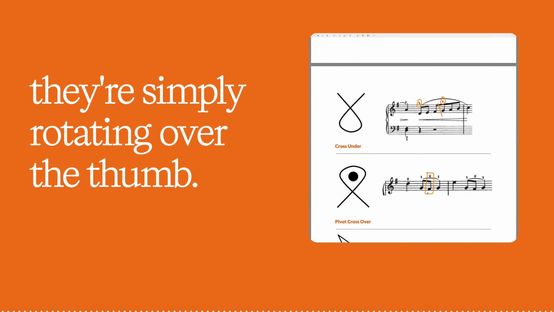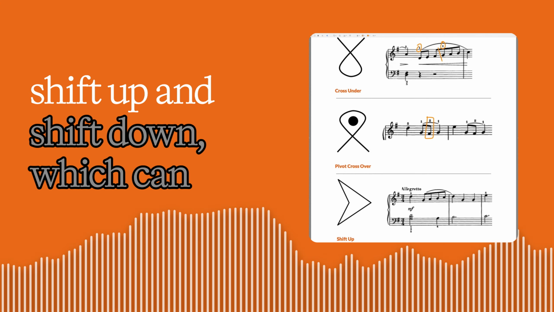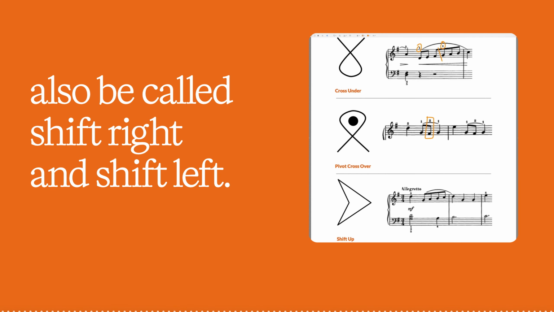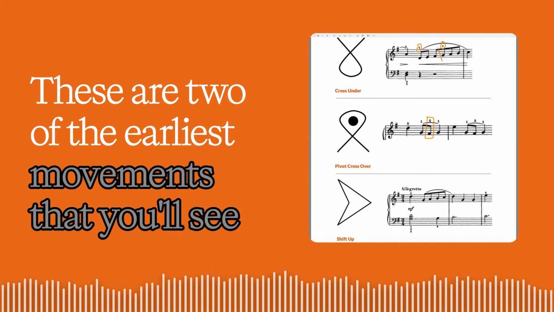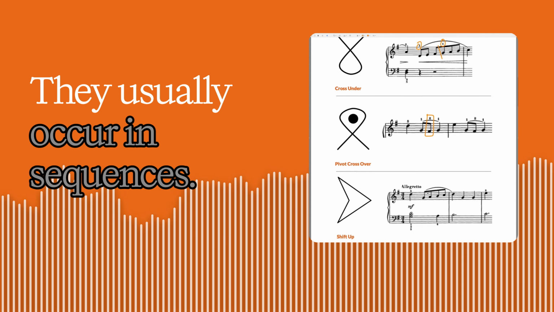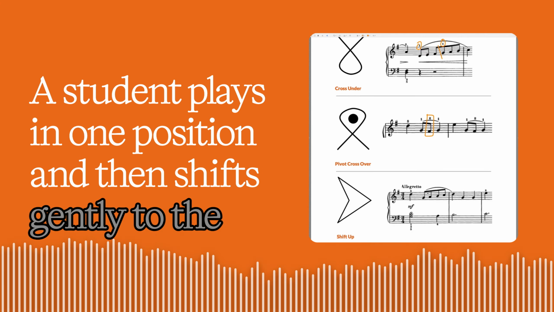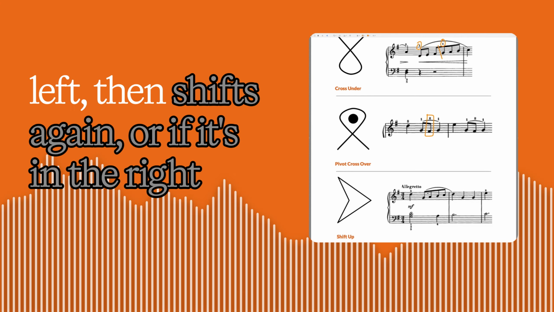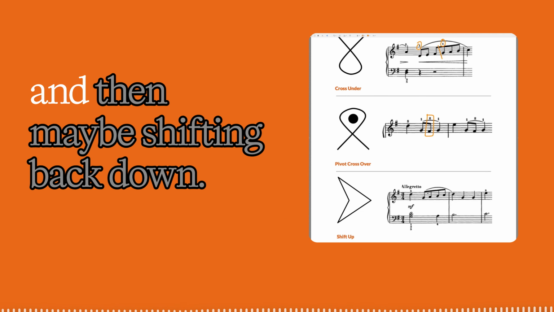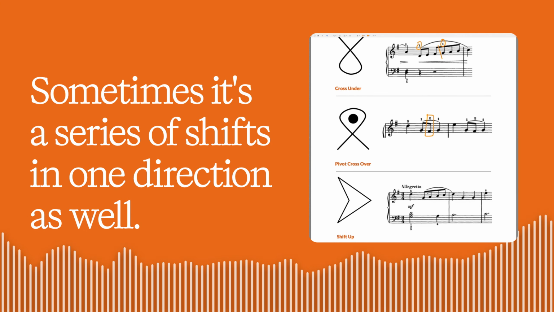over the thumb. Moving forward, the next moves are shift up and shift down, which can also be called shift right and shift left. These are two of the earliest movements that you'll see constantly in the beginning repertoire. They usually occur in sequences. A student plays in one position and then shifts gently to the left, then shifts again. Or if it's in the right hand, it'll start in one position, shifting up, and then maybe shifting back down. Sometimes it's a series of shifts in one direction as well.